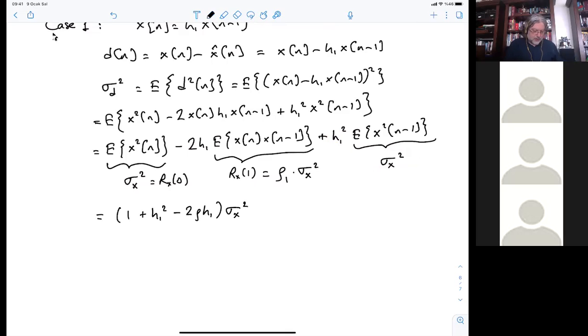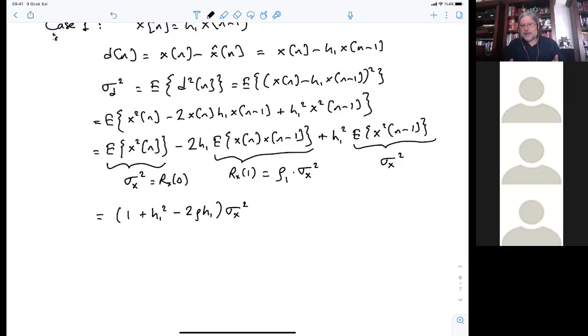Now we want to minimize this error. And how can we do that? Or with respect to what are we going to minimize? The minimization criterion, or the optimization criterion, is the filter coefficient, H1. So that is the thing that we are adjusting. What is H1, which minimizes this expression?